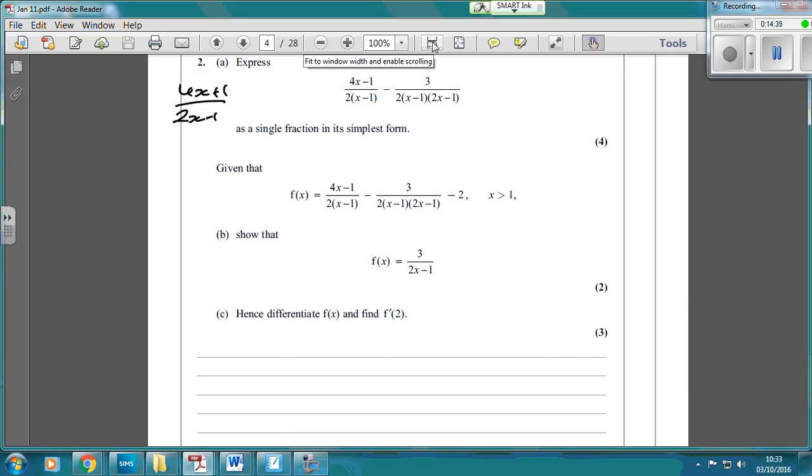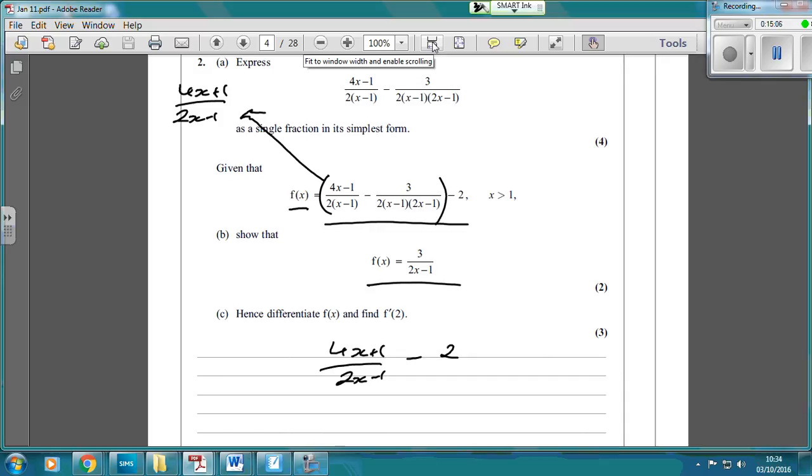Okay, question B. Show that f of x equals this, given that f of x also equals this thing here. So we know that this bit here is the same as this one. So we've got 4x plus 1 over 2x minus 1 minus 2. Now again, this comes up all the time. What we've got here is a fraction take away a number. So in order to do a fraction take away a fraction, we need to multiply top and bottom here by 2x minus 1.